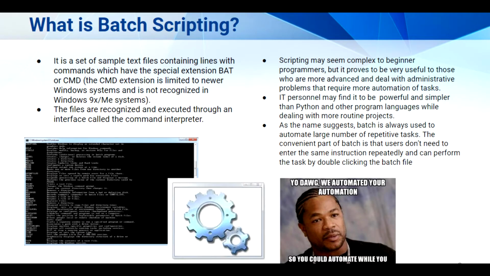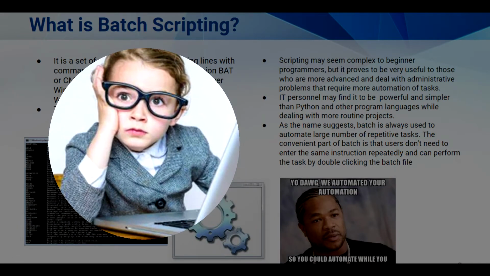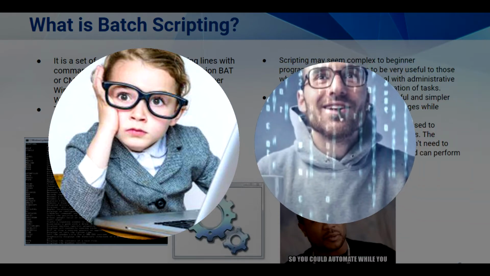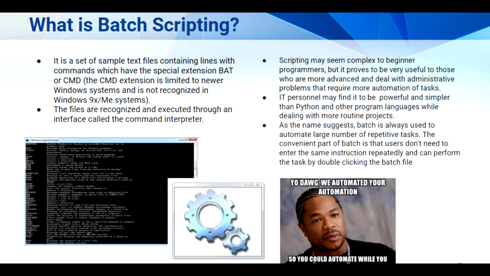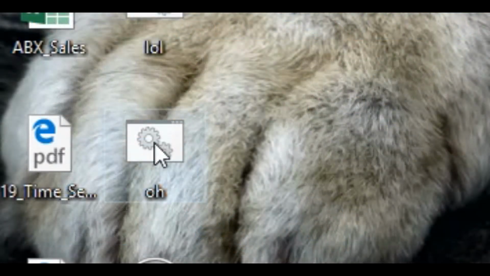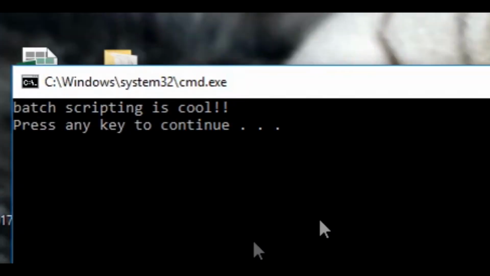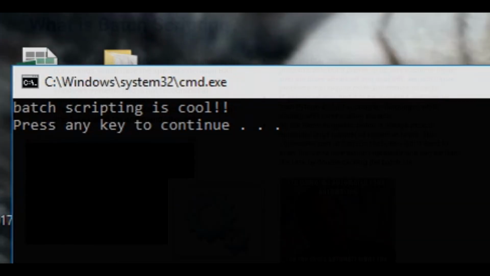Though scripting may seem too difficult to comprehend as a beginner programmer, more advanced programmers that are more familiar with coding often find it useful due to the fact that it promotes more automation of tasks. Just like the name says, batch scripting is useful when it comes to automating a large amount of redundant actions. Rather than having to constantly enter in instructions, one can simply perform tasks by clicking on the batch files twice.